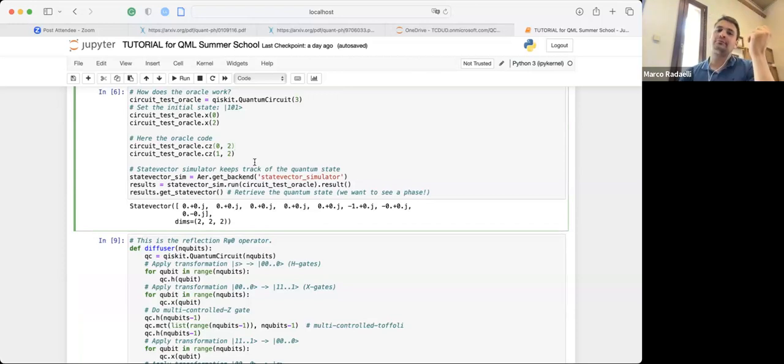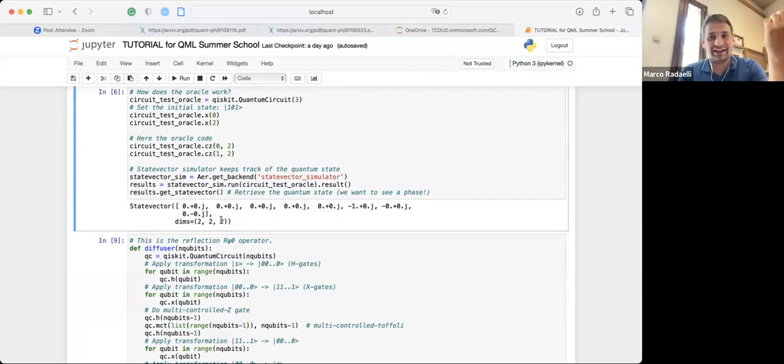One thing that I would like to remark is that here I'm asking the simulator to give me the state. This is an actual quantum state. This has a dimension of 8 because we are using 3 qubits, so 2 to the third. But obviously, when I run the circuit on a real quantum computer, I cannot have the quantum state. The quantum state is not an observable object, right?